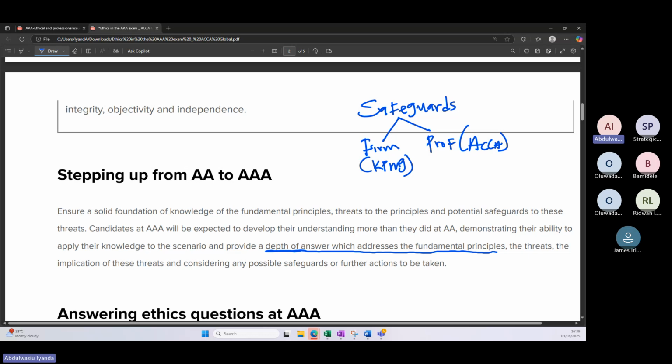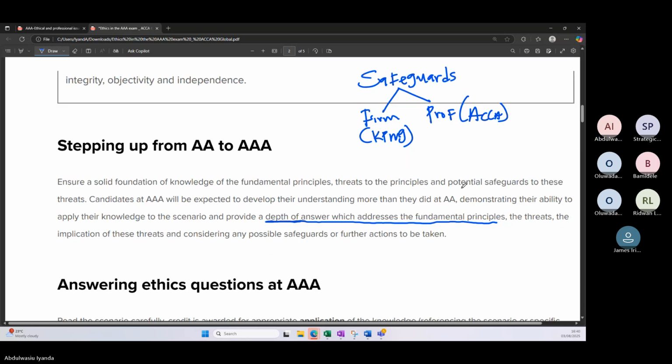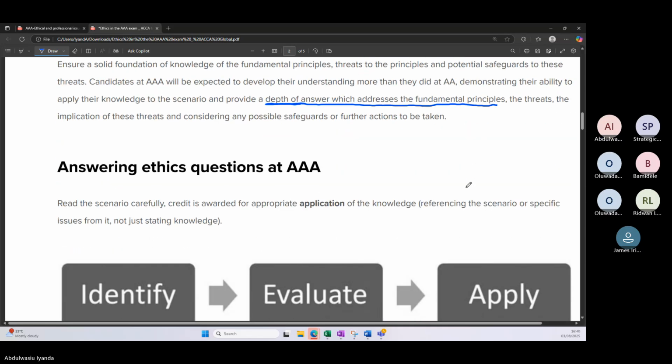So we want you to have a solid understanding of the principle. In your answer now, it needs to be more in depth: in depth in the principle, in depth in the threat, telling us the implication, and also telling us the safeguard as well. So the examiner expects more from you than what you had at the lower level.